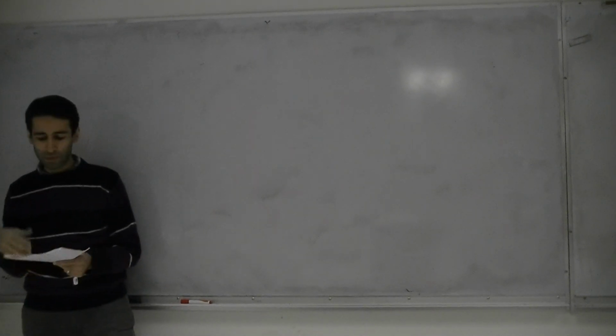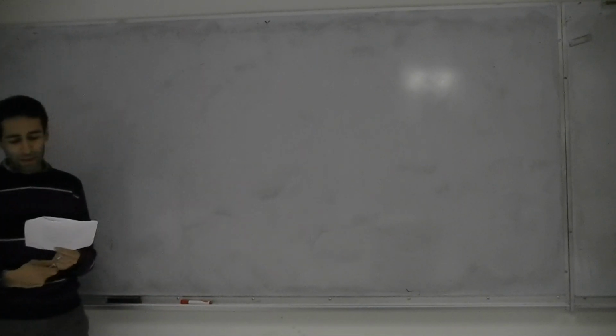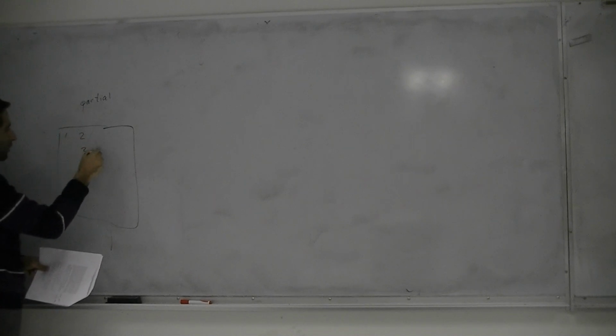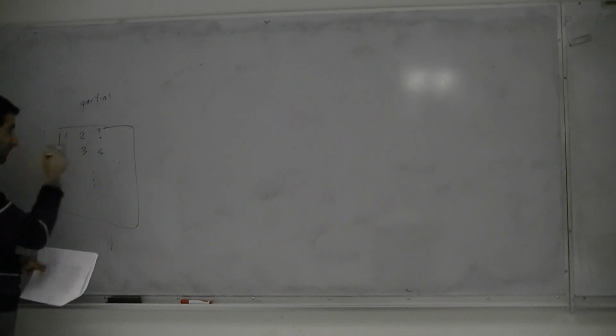We explained the basics of matrix completion based on decomposition. Let's explain what we have: two different matrices. One of them is partial. For example, we have a matrix and we know some of the elements of this matrix, for example 1, 2, 3, 4, and we don't know some of them, and I put a question mark for that.